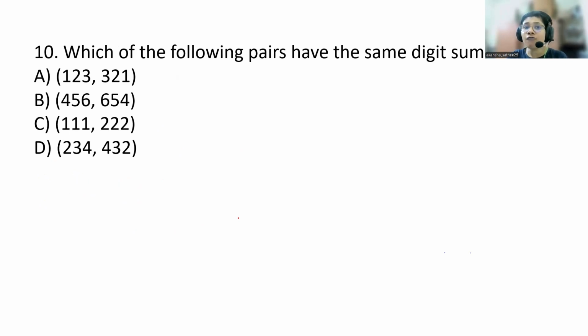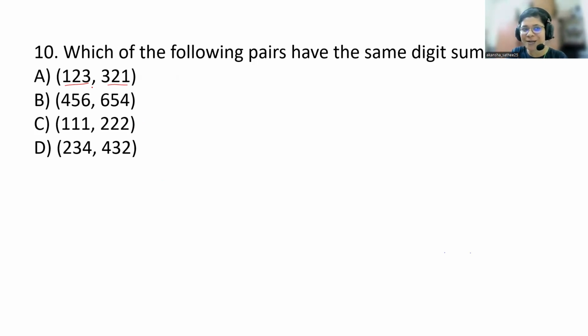Next, which of the following pairs have the same digit sum? What you have to do is compute the digit sum of this and the digit sum of this. If the digit sum of the first number and second number is the same, that means the pair has the same digit sum. What do you think? 123 and 321. Will it have the same digit sum? Think about it. I will give you a few seconds to think about it.